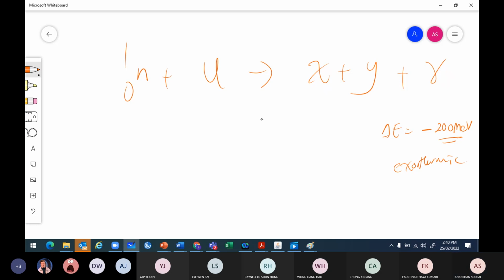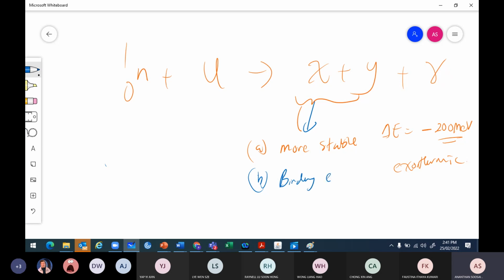Exothermic means X and Y are found to be more stable. Of course, X and Y are more stable if it's exothermic. Another thing I want you to remember: for X and Y, in the case where X and Y are more stable than uranium, which has a greater binding energy per nucleon? X and Y will have a greater binding energy per nucleon, for sure.